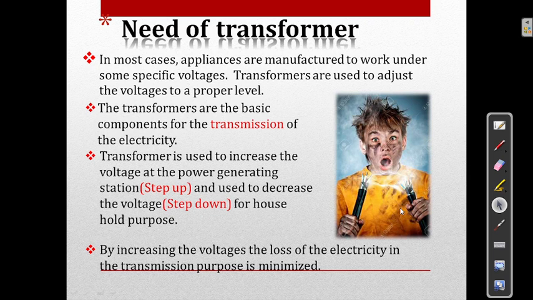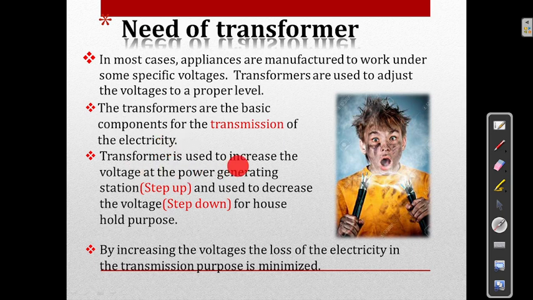First of all, what is the need of a transformer? See, in most cases, appliances are manufactured to work under some specific voltage. Transformers are used to adjust the voltage to a proper level. Transformers are also basic components for the transmission of electricity.